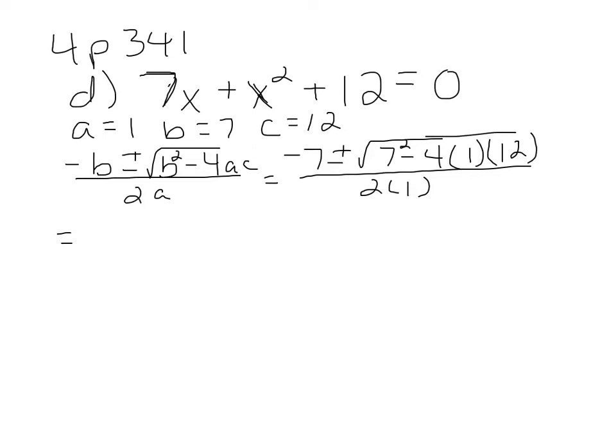Please excuse my dear Aunt Sally, multiplication first. So we get negative 7 plus or minus the square root. 7 squared, 7 times 7 is 49. Minus 4 times 1 times 12 is 48. 2 times 1 is 2.